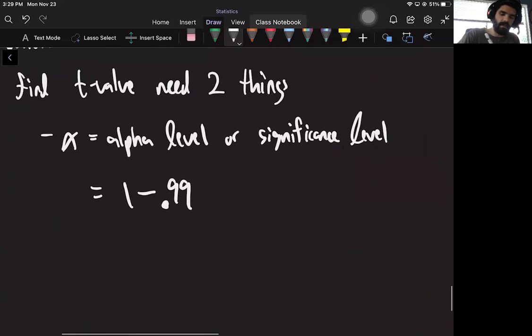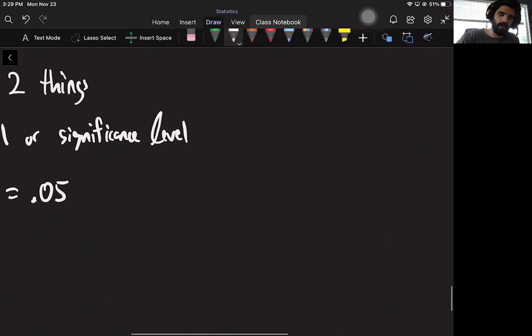Okay, so that means that this will be 1 minus 0.95. So see, your alpha level is just based on that initial question. Okay, so 1 minus that is 0.05. You could just think about it as what it really is, just the leftover area on the t-distribution.